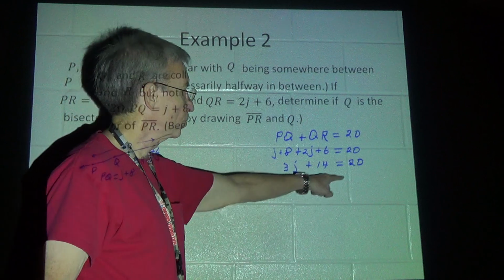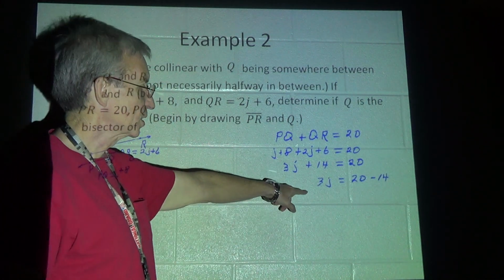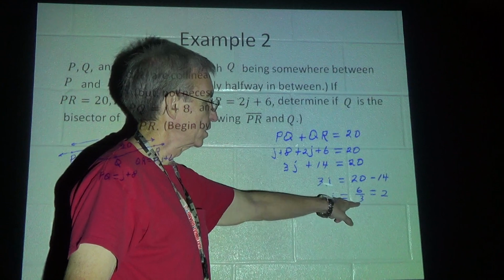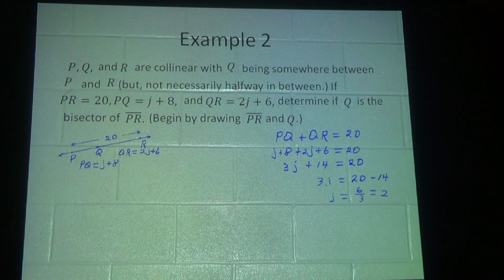Now we're going to move the 14 to the other side by subtracting. So 3J is equal to 20 minus 14, which gives us 3J is equal to 6. So when we divide 6 by 3, that gives us 2 for the value of J. Okay, so now we substitute back into these to find out if this and this are the same length.